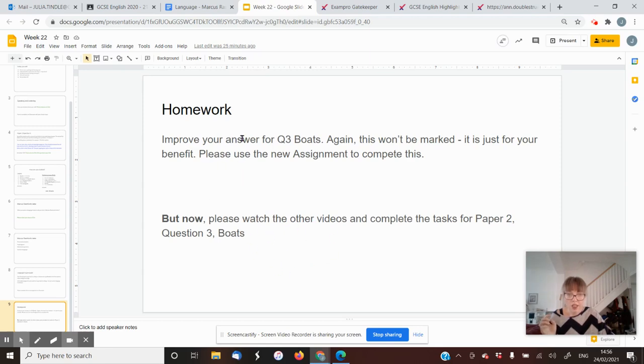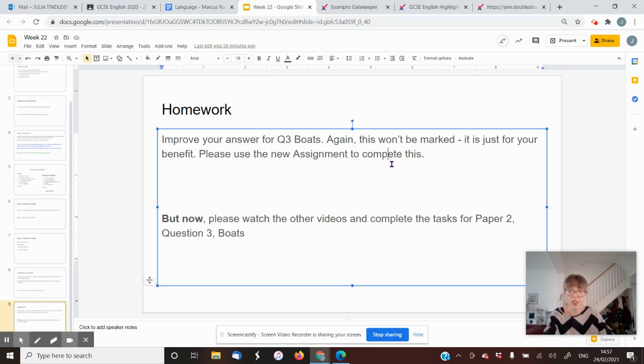And then your homework is to rewrite, once you've done all this, is to have another go at your question 3 boats. Again, we'll try and get around to marking at some point. We're still ploughing on through your assessments, and we want to focus on those for the moment. So please use a new assignment to complete. It's not a competition. We'd like you to complete it.